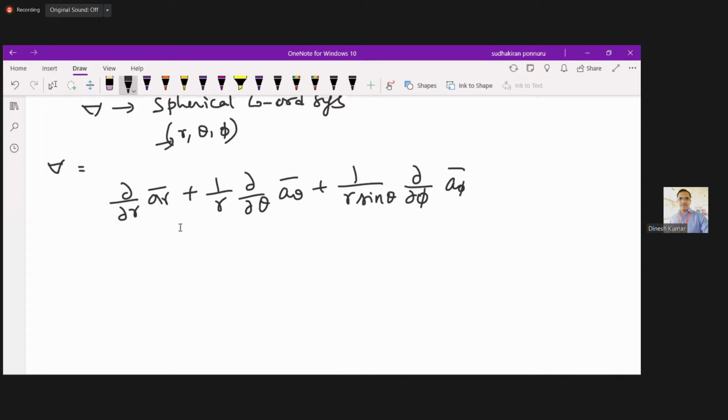Now we are going to take E is equal to minus del of V. So E is equal to minus del of V. So what is del?